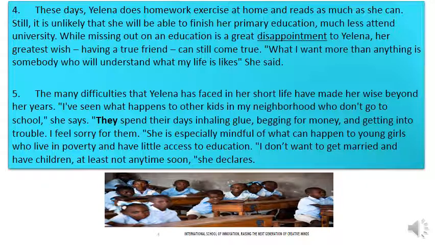I've seen what happens to other kids in my neighborhood. Now Yelena is telling us about those who don't go to school. She says, they spend their days inhaling glue, begging for money, and getting into trouble. I feel sorry for them. So Yelena knows that kids who do not go to school spend their days begging for money, getting in trouble, inhaling glue, and so on. She is especially mindful of what can happen to young girls who live in poverty and have little access to education. I don't want to get married and have children, at least not anytime soon, she declares. So now you can see that she doesn't want to have children, she doesn't want to get married, because she doesn't want her children to live the same life she had.